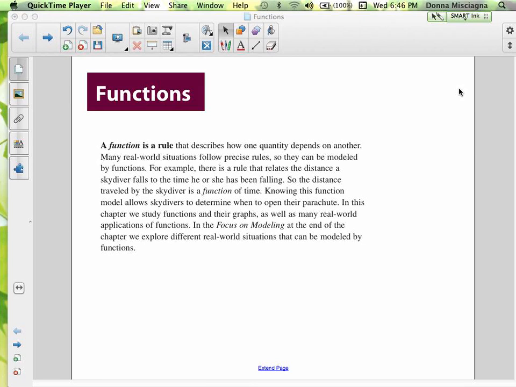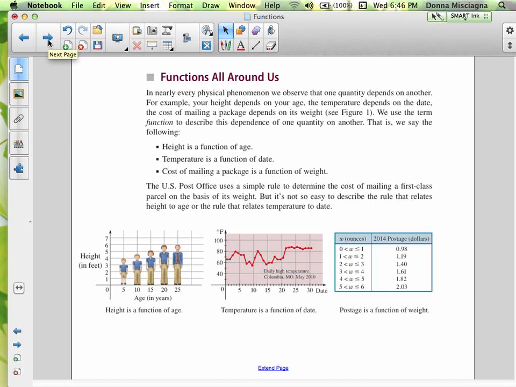They don't want to open it too soon. They also don't want to open it too late. In this chapter, we study functions and their graphs, as well as many real-world applications of functions. All right, so functions are all around us.